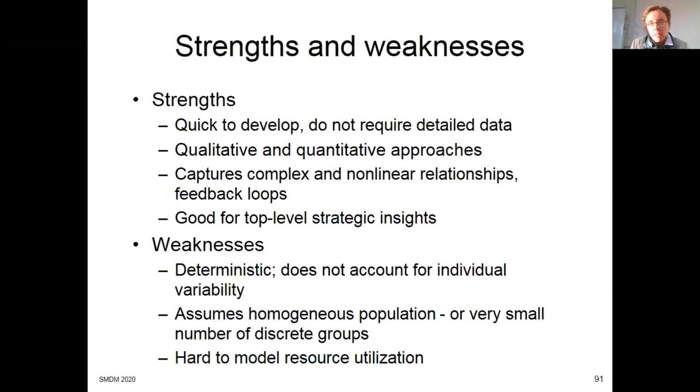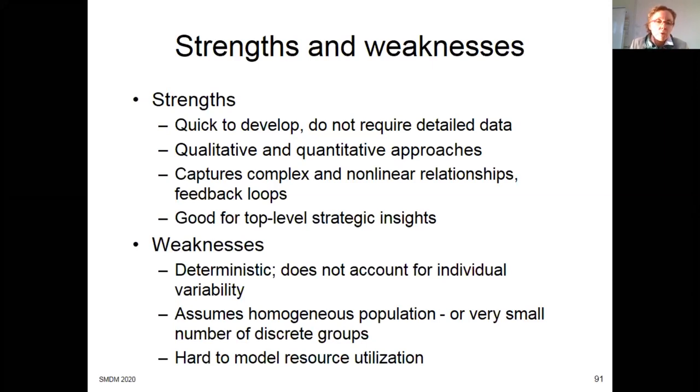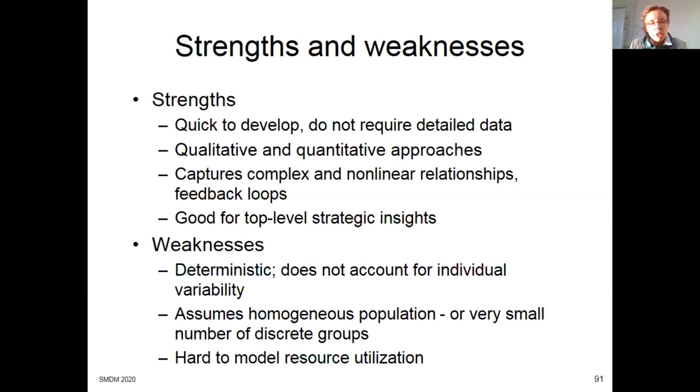A weakness is it's deterministic. In comparison to this, you would use an agent-based model where you don't have this limitation. And it does not account for individual variability, only to a certain extent. Because you could incorporate characteristics of your individuals in these stocks, but then you would need to have a high number of these stocks in order to account for characteristics. It assumes a homogeneous population or a very small number of discrete groups, as I explained. And the modeling of resources, resource utilization, is rather complicated using this approach.